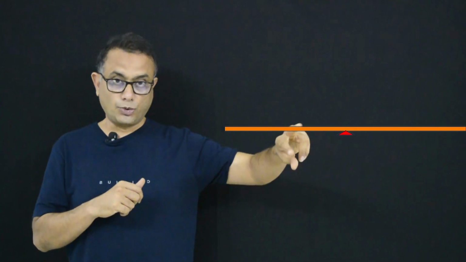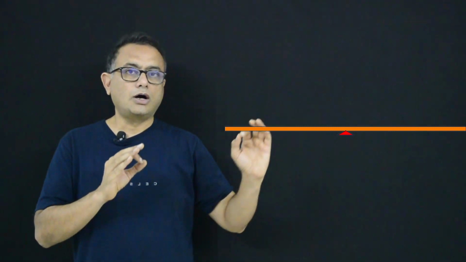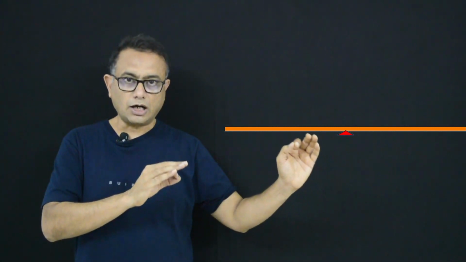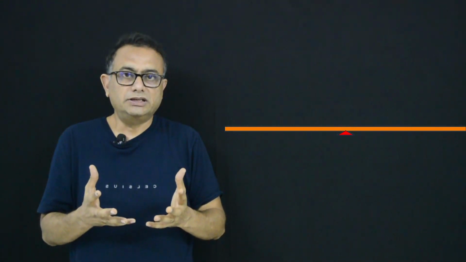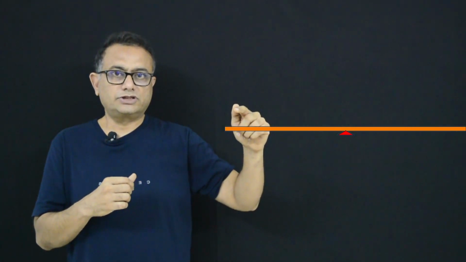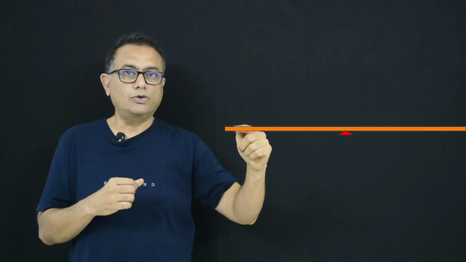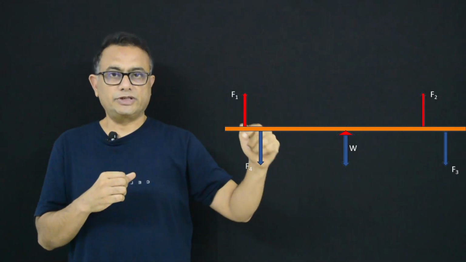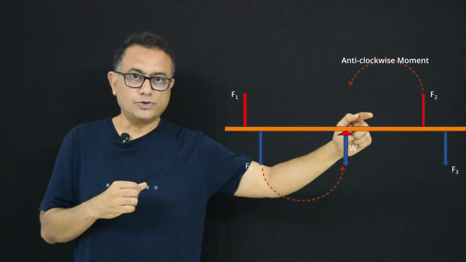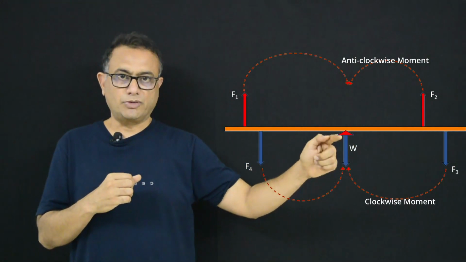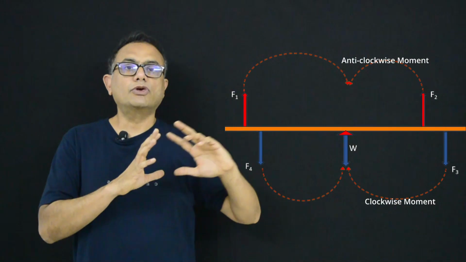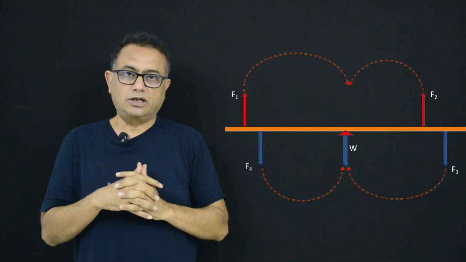The second condition is if this beam is pivoted such that it is going to rotate. The algebraic sum of moments of forces on the beam has to be equal to 0. What do we mean by this? If some forces cause an anti-clockwise moment, and some forces cause a clockwise moment, then overall the torque on the beam has to be equal to 0.